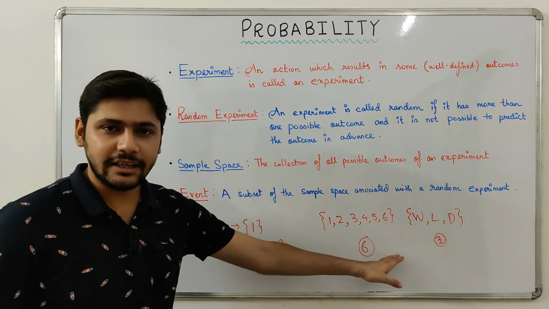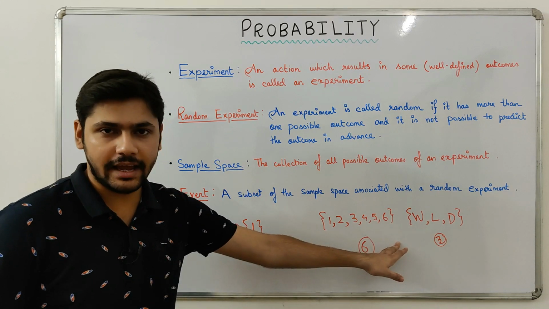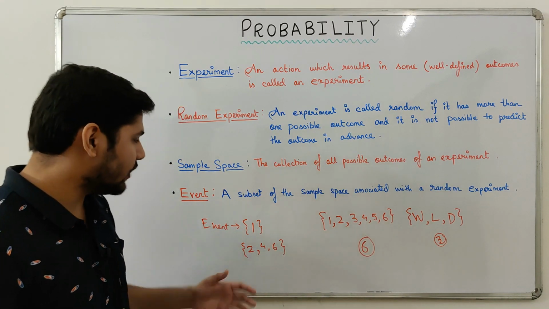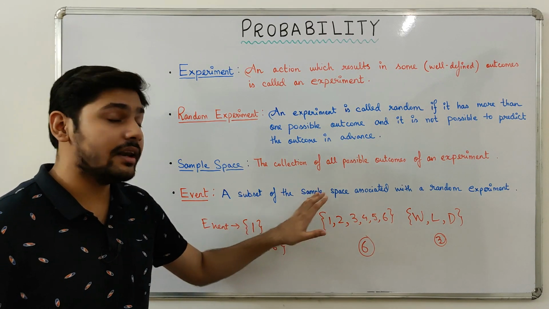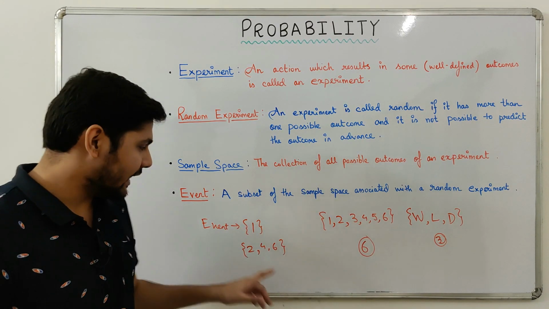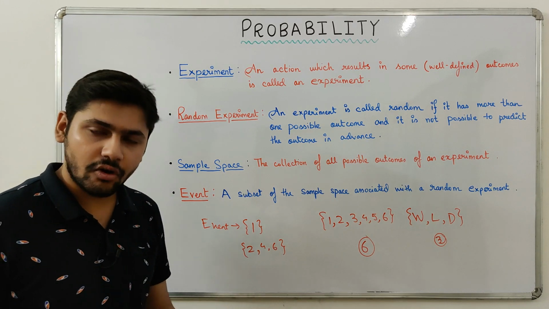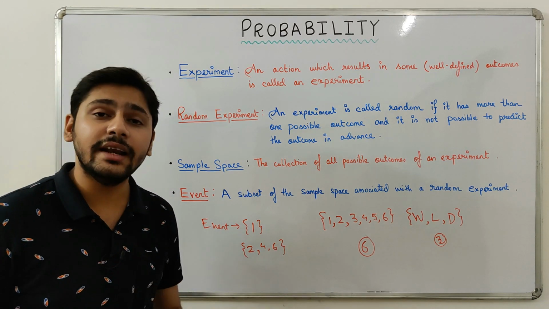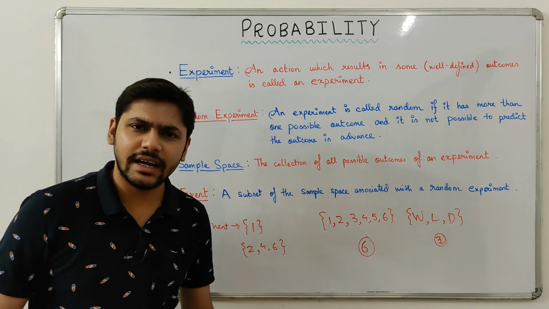अगर हम एक डाइस थ्रो कर रहे हैं, तो 1 से 6 के बीच में ही आएगा, 7 नहीं आ सकता, ना 0 आ सकता है. तो दैट इज वाई एन इवेंट इज अ सबसेट ऑफ द सैम्पल स्पेस. So getting a 1 is also an event, or getting an even number, say either 2, 4 or 6, is also an event. Simple to understand.